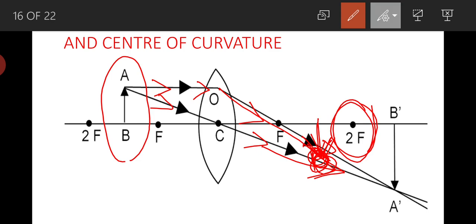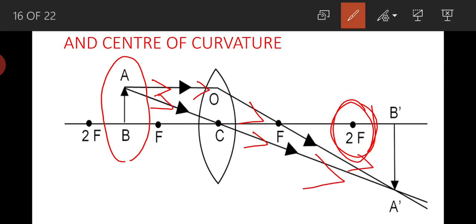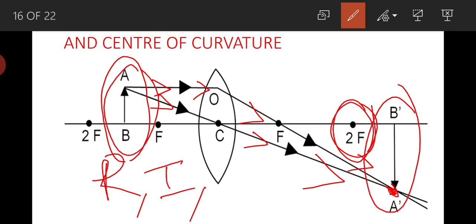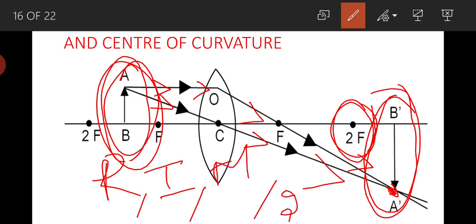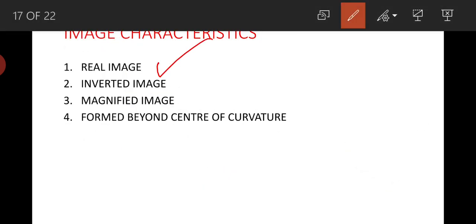Okay, so these two light rays will meet at this point beyond 2f. So the image formed is a real image, it is an inverted image, and as you see, its size increased. Here the object size is this one, and here the image size is this one. Its size increased, it means it is a magnified image, and it is formed beyond 2f. So the image characteristics: the image is real, inverted, magnified, and formed beyond the center of curvature.